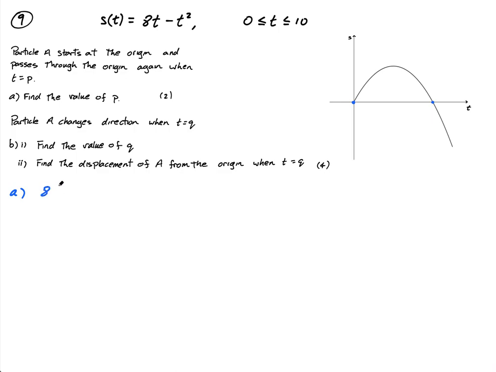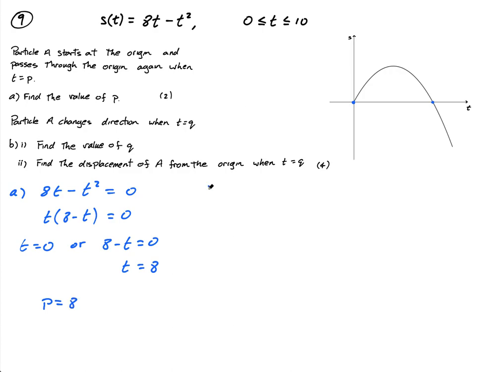I'm going to say 8t minus t squared equals 0. So to find the root, I find where it equals 0. Factorize, I'm going to take out the t. t times 8 minus t equals 0. So either t equals 0 or 8 minus t equals 0. If 8 minus t equals 0, t is equal to 8. So find the value of p. P is the time when he passes through the origin again, or this point here. So p is equal to 8. Done.